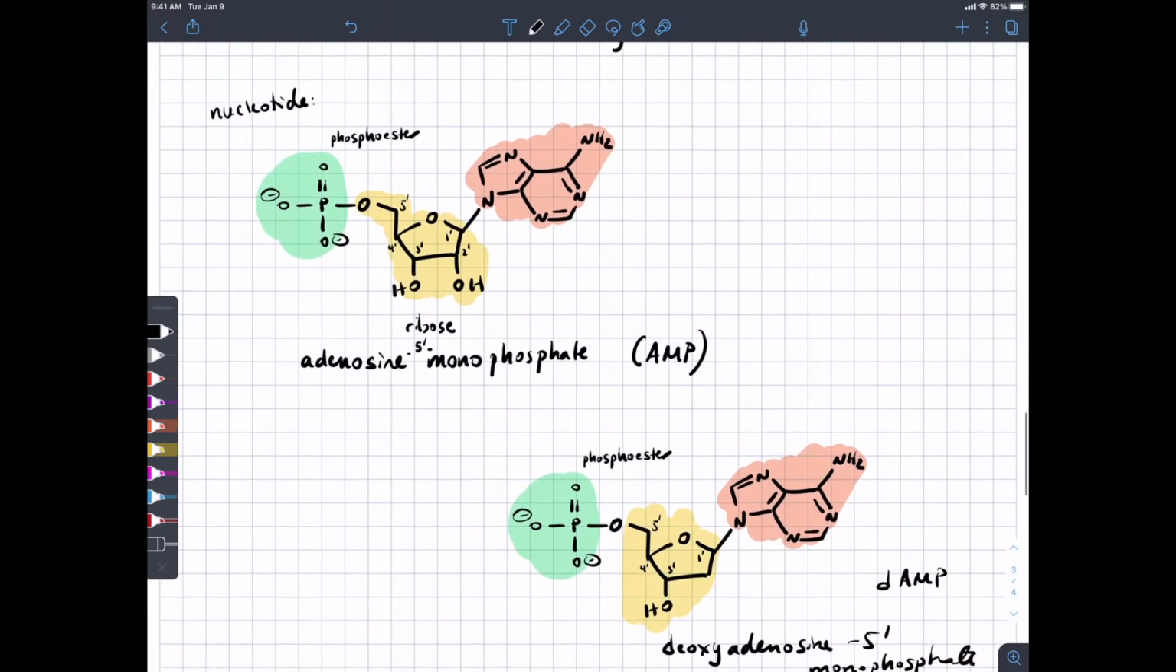Now there's other forms of AMP. If you take biochemistry, you may learn about cAMP, which is cyclic AMP, and that involves the phosphate here actually bridging these two oxygens. Kind of weird, but that's sort of what we're looking at. Questions?